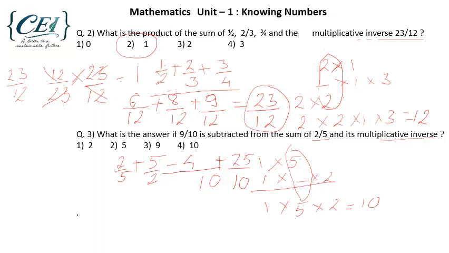Since the denominator is the same, the answer is 4 plus 25, that is equal to 29 upon 10. Correct?